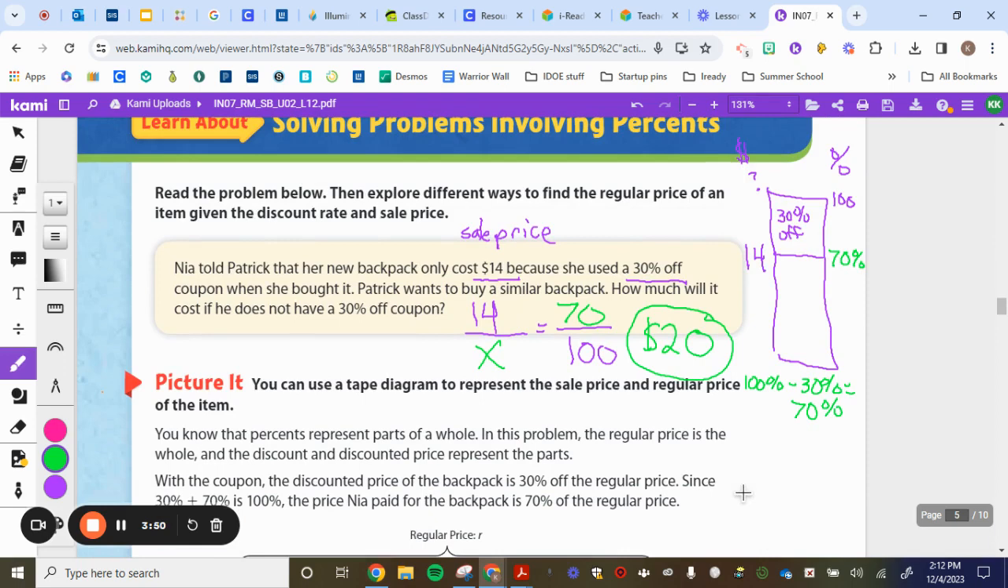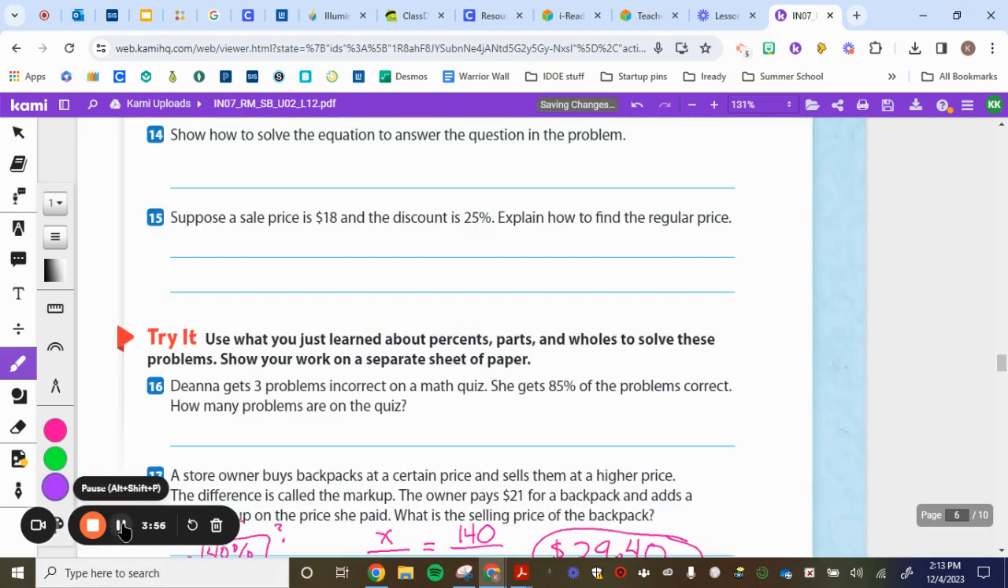Now we are going to, like I said before, skip ahead to question number 15. Question 15. Suppose the sale price is $18 and the discount is 25%. Explain how to find the regular price. So we're not going to explain, we're just going to solve for the regular price. So I want to find the regular price.